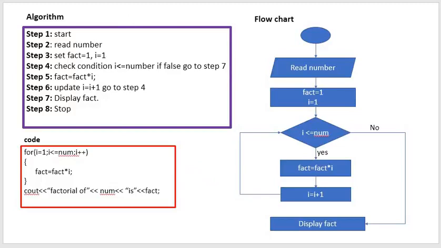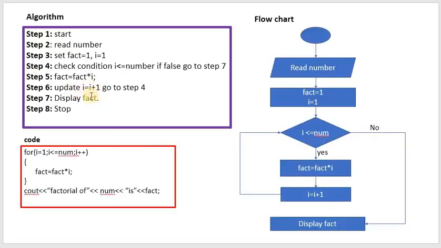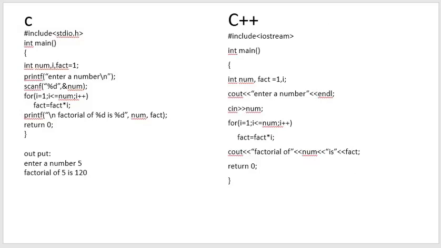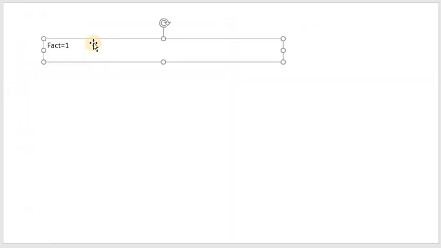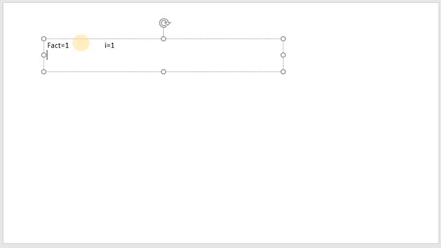So the first time when we iterated, fact became 1. Next, step 6: update I is equal to I plus 1. So that means I is now what? Before it was 1. Now I becomes what?